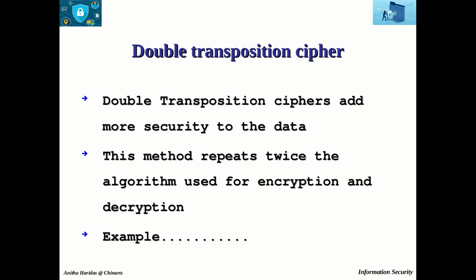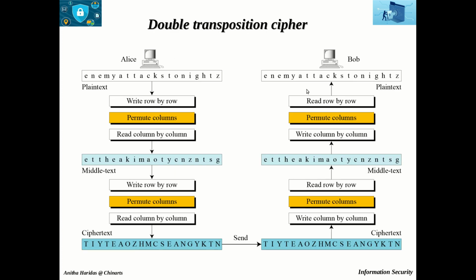Now, another way of securing your data using the transposition cipher is the double transposition cipher. Double transposition cipher adds more security to the data, right? In all the earlier cases, we have seen only one transposition cipher. Now we are going to see the double transposition cipher, which adds more security to the data. This method repeats twice the algorithm used for encryption and decryption. I'll show you an example here. So this is how we can add more security to our transposition cipher.